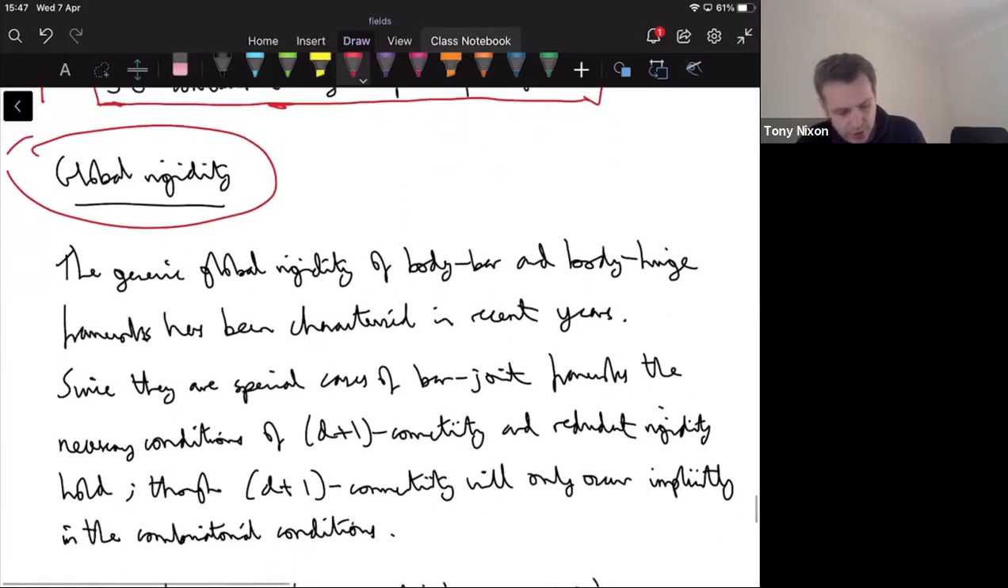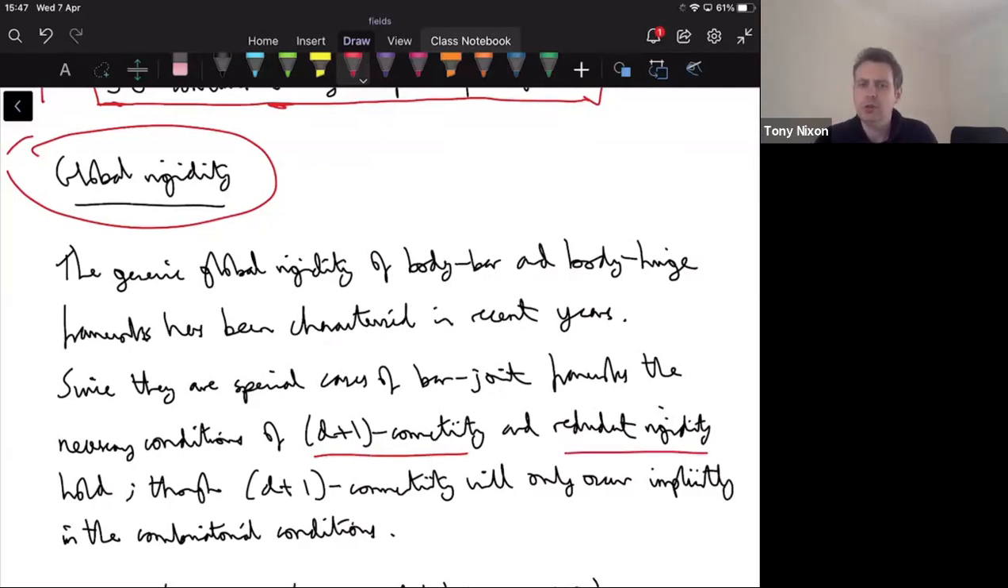To give the 2-minute summary, you can also think about body-bar and body-hinge frameworks for global rigidity. Again, I think about them as bar-joint frameworks, so global rigidity means in the bar-joint context. In the bar-joint context, we have necessary conditions. We showed the Hendrickson conditions, which say that if you're globally rigid as a bar-joint framework, then you must be (d+1)-connected and you must be redundantly rigid.